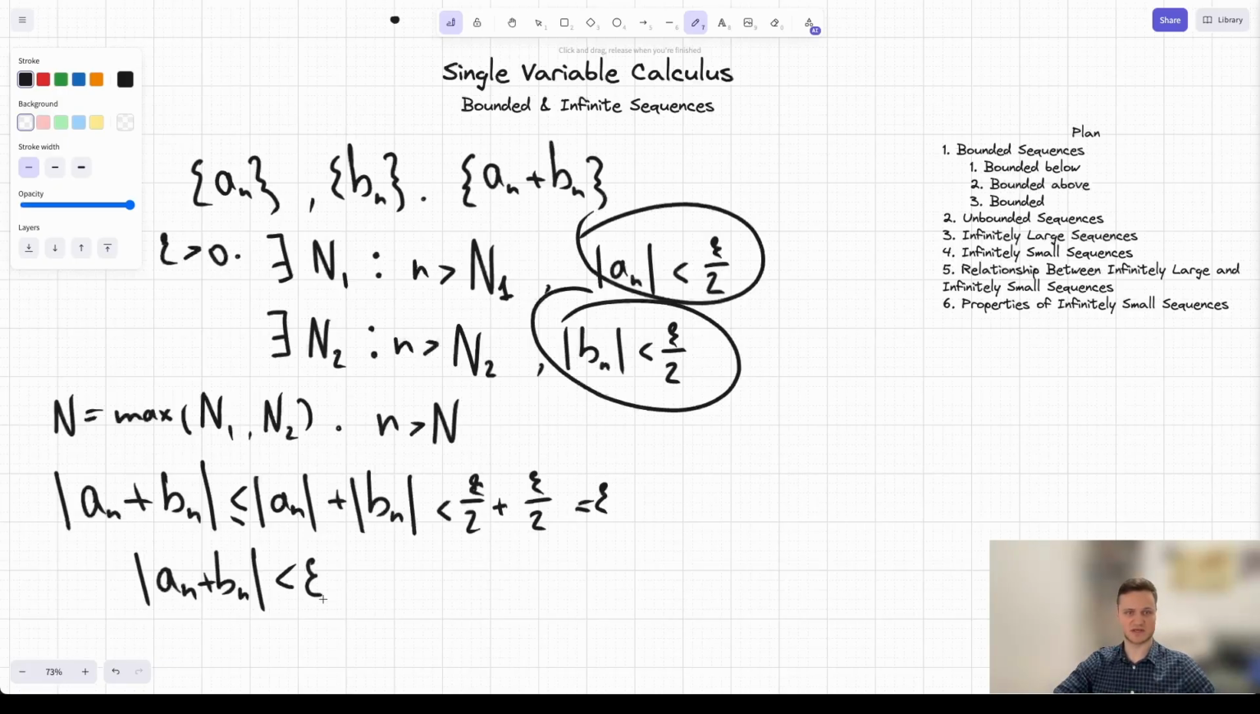So we can see that for any positive epsilon, we can find n large such that for all indices n after this n large, the sum will be less than epsilon, proving that this sum of two infinitely small sequences is also an infinitely small sequence. As I have already mentioned, this works for any finite number of infinitely small sequences. If we add some third infinitely small sequence, the same proof will work.